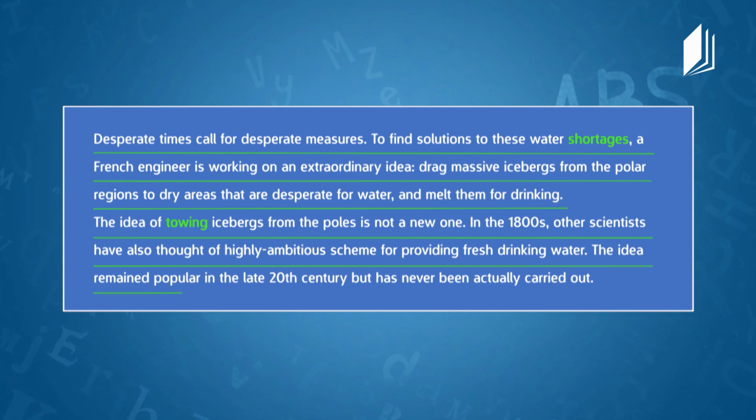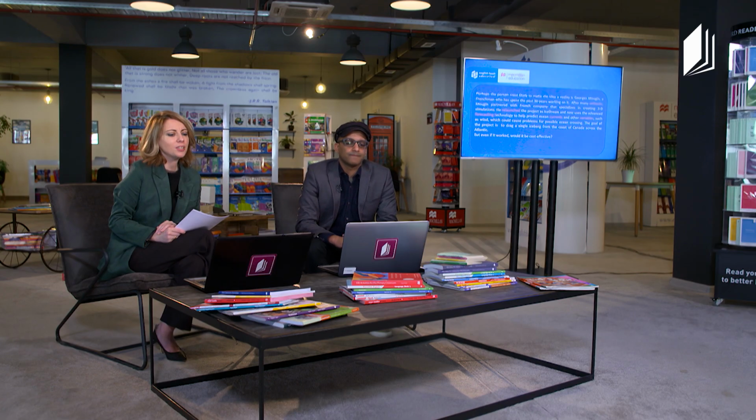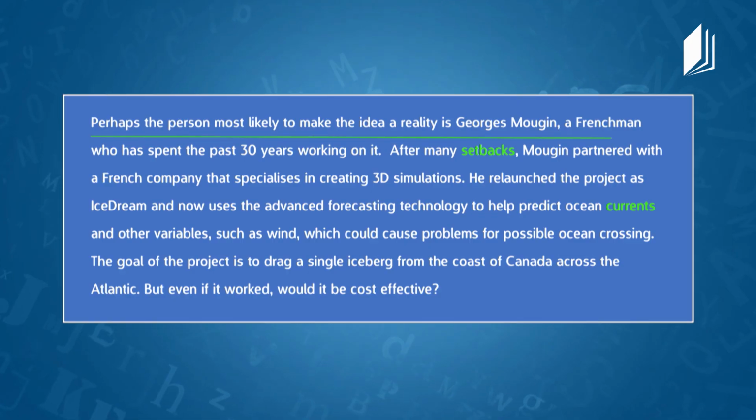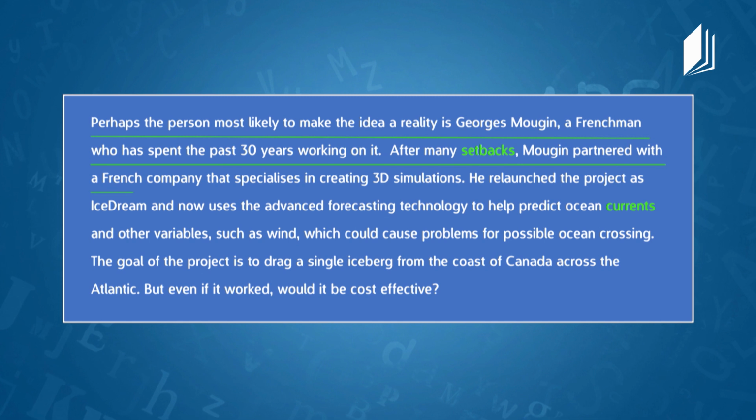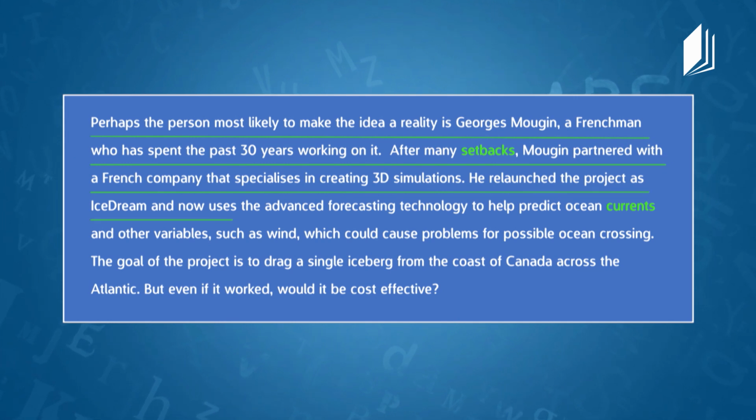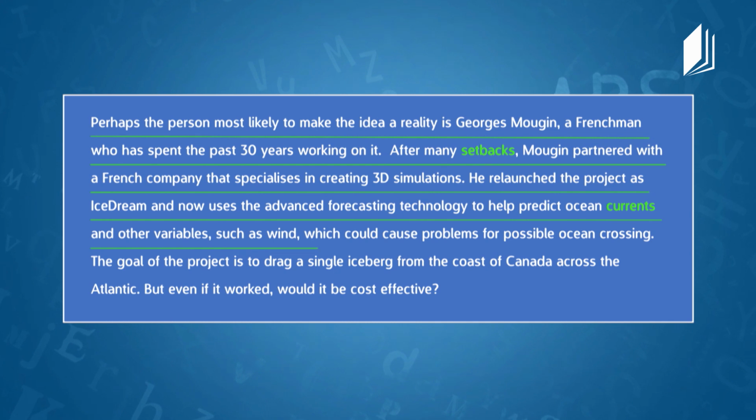The idea remained popular in the late 20th century, but has never actually been carried out. Perhaps the person most likely to make the idea a reality is Georges Mougin, a Frenchman who has spent the past 30 years working on it. After many setbacks, Mougin partnered with a French company that specializes in creating 3D simulations. He relaunched the project as iStream and now uses the advanced forecasting technology to help predict ocean currents and other variables, such as wind, which could cause problems for possible ocean crossing.